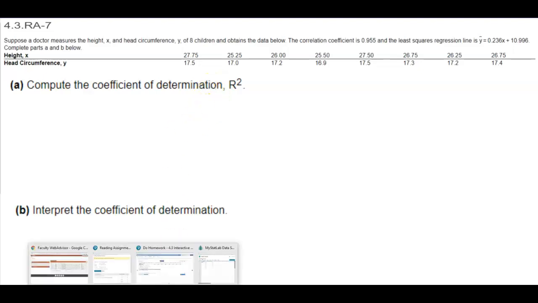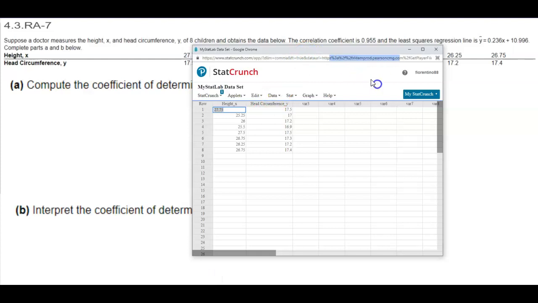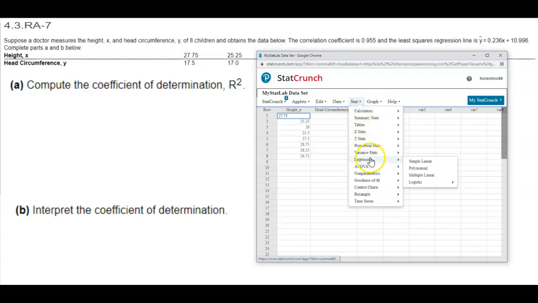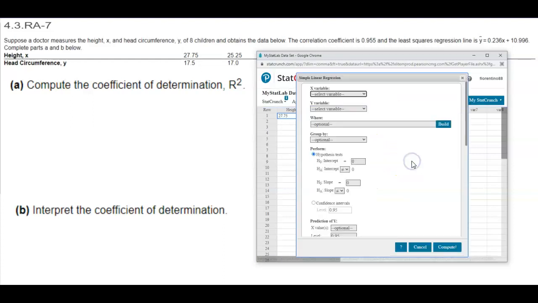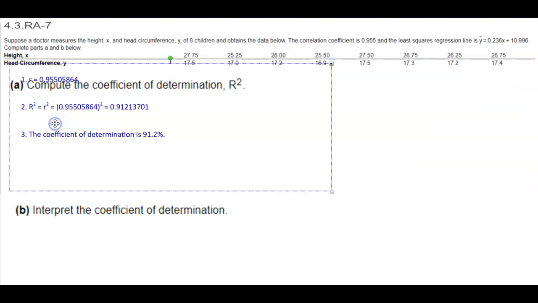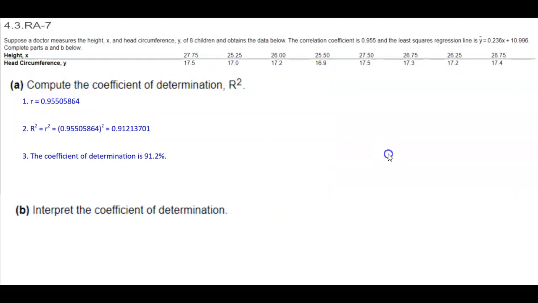Well, if we pulled up this data in StatCrunch, we can then determine, using Stat, Regression, and then selecting Simple Linear. If we select the height to be x, the head circumference to be y, and then select Compute, we're going to see that the correlation coefficient that's given up here is 0.955. Now, if we want to compute the coefficient of determination, what do we do? We take that number, the correlation coefficient of 0.955, and then we square that number.